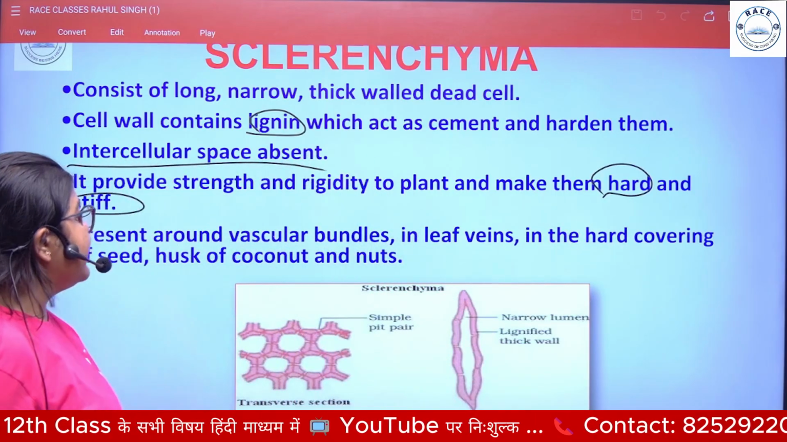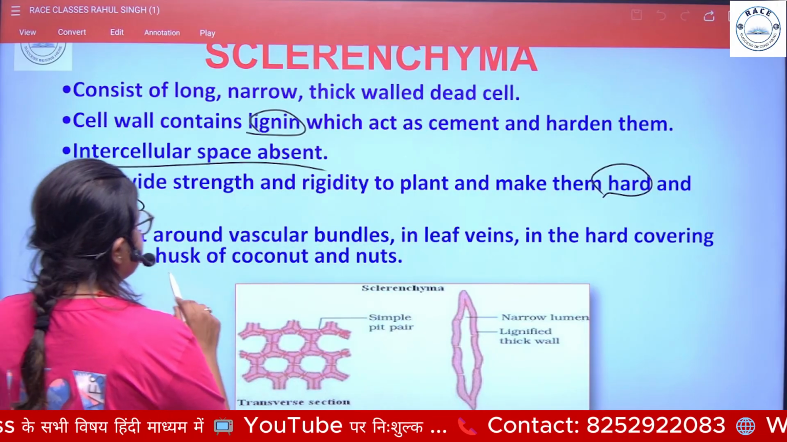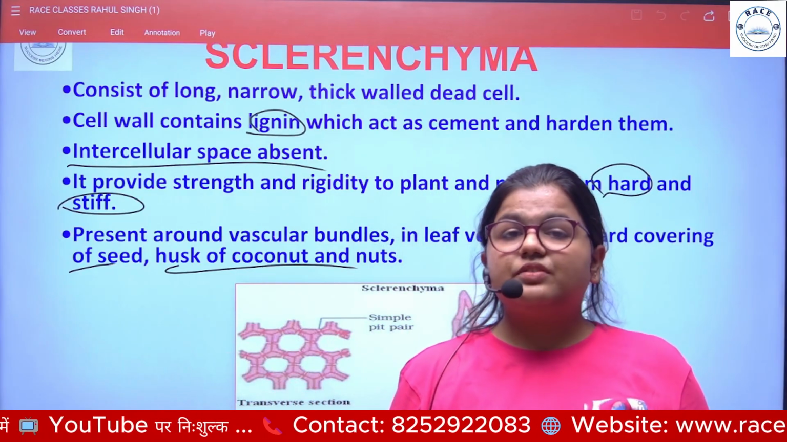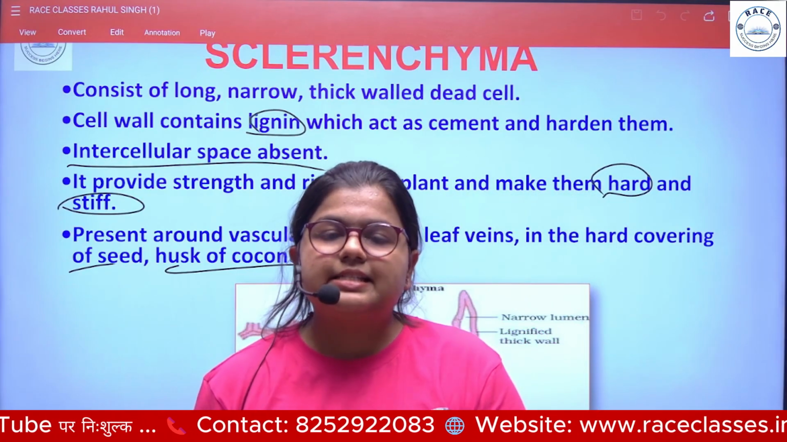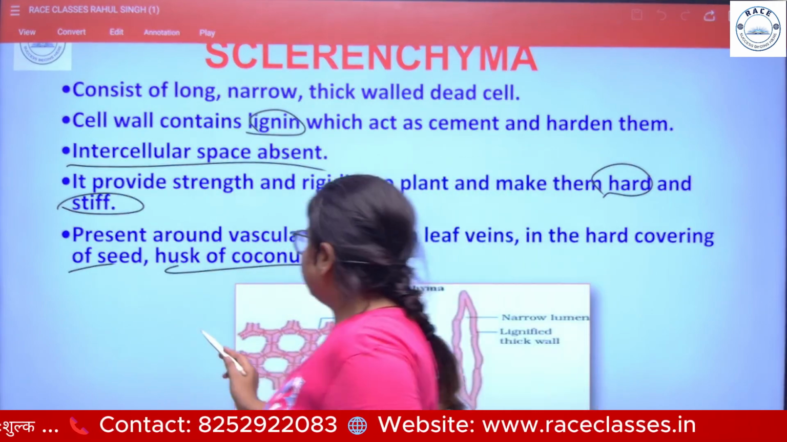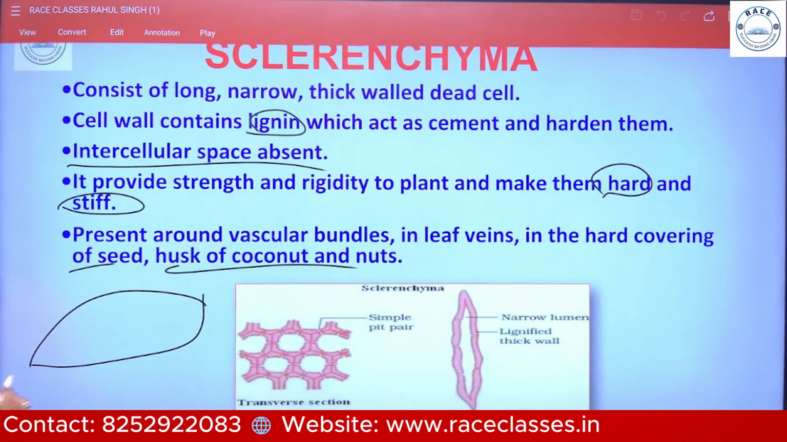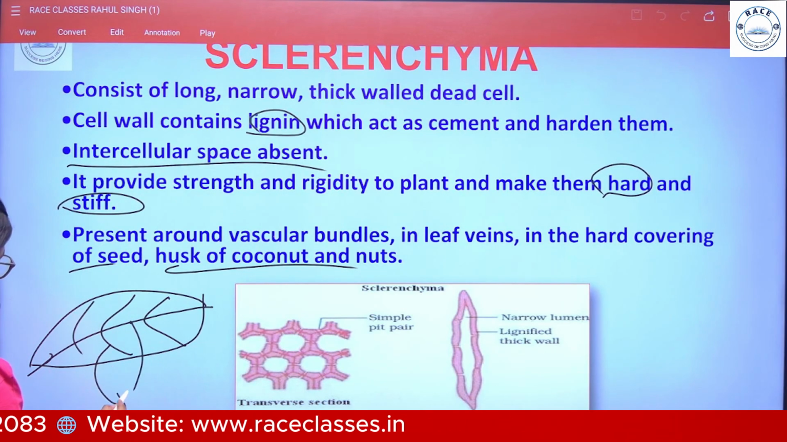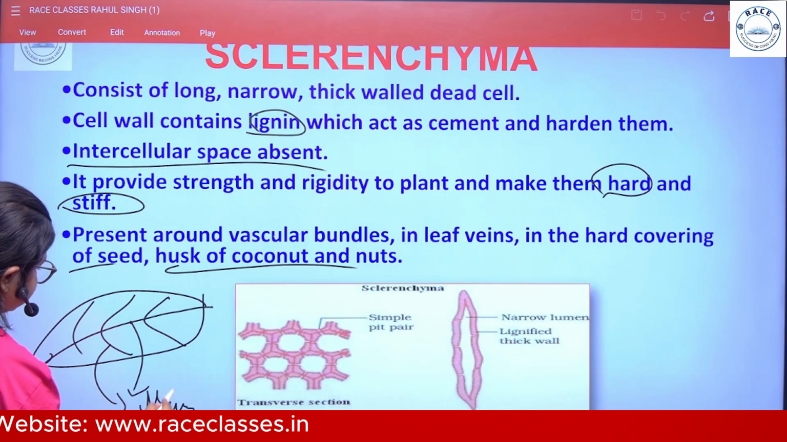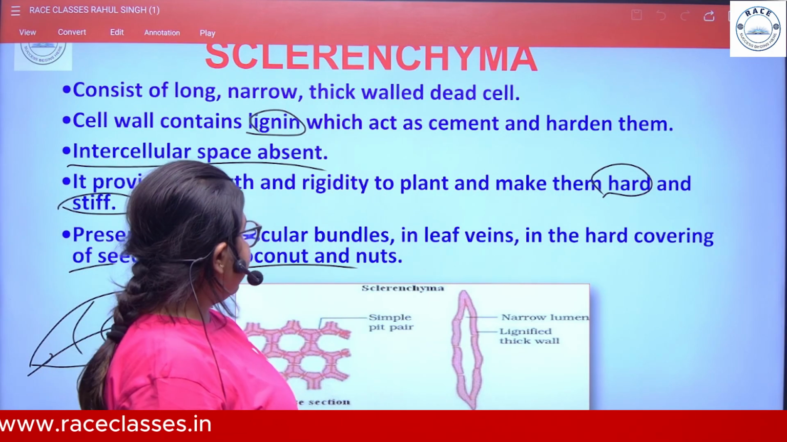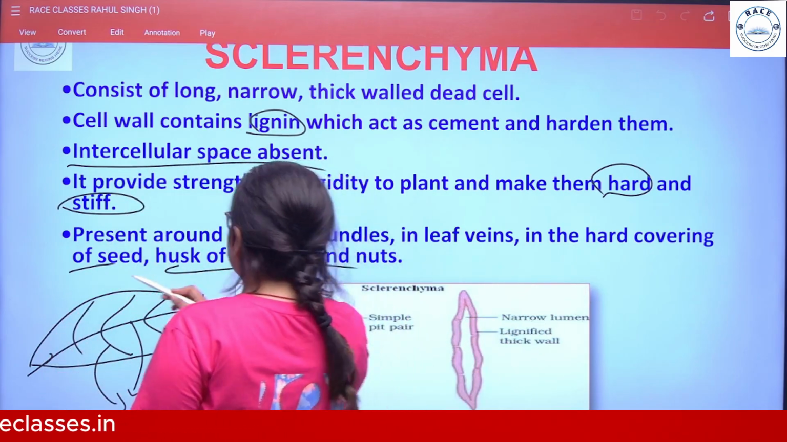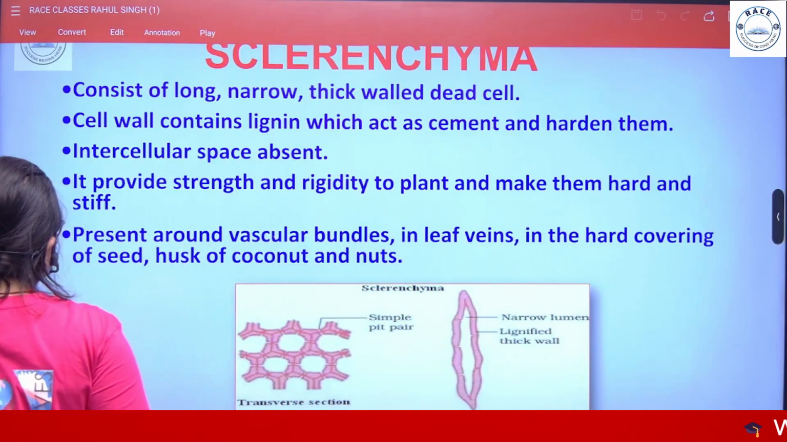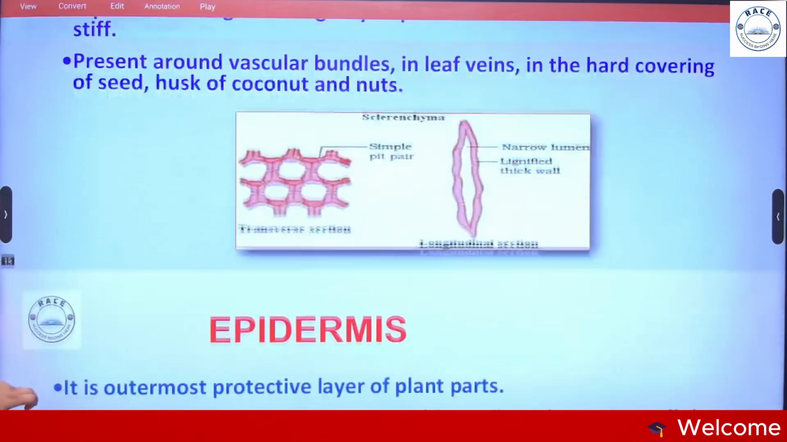Present around vascular bundles in leaf veins, in the hard covering of seed, husk of coconut and nuts. So all the places where the part of the plant is very hard, there we find sclerenchyma, like the veins of the leaf. When we talk about a leaf, it has veins. These are the veins. So there we find sclerenchyma. Then the hard covering of seed, husk of coconut is very hard, you must know that. So there we find sclerenchyma.